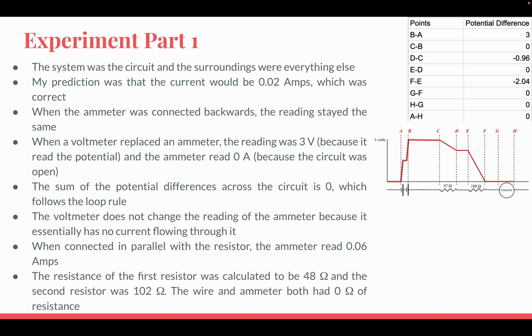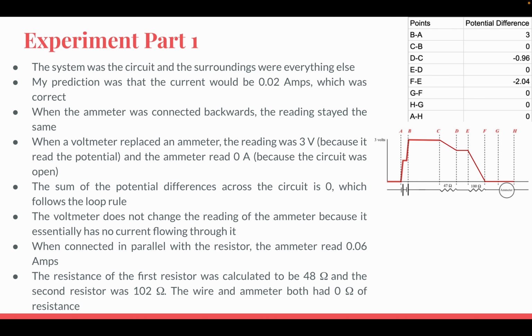The sum of the potential differences across the circuit was 0, which follows the loop rule. As you can see here, the potential difference from B to A was 3, from D to C was negative 0.96, and from F to E was negative 2.04, and when all three of these are added together, it's equal to 0. And the voltmeter does not change the reading of the ammeter because it essentially has no current flowing through it.